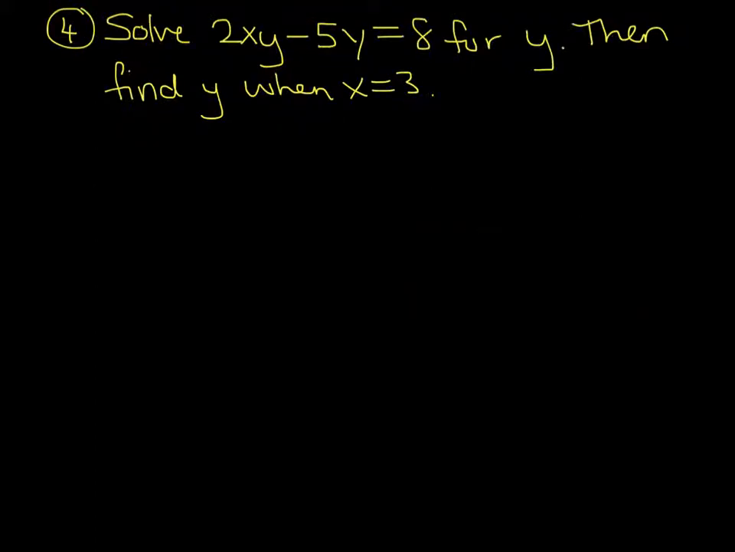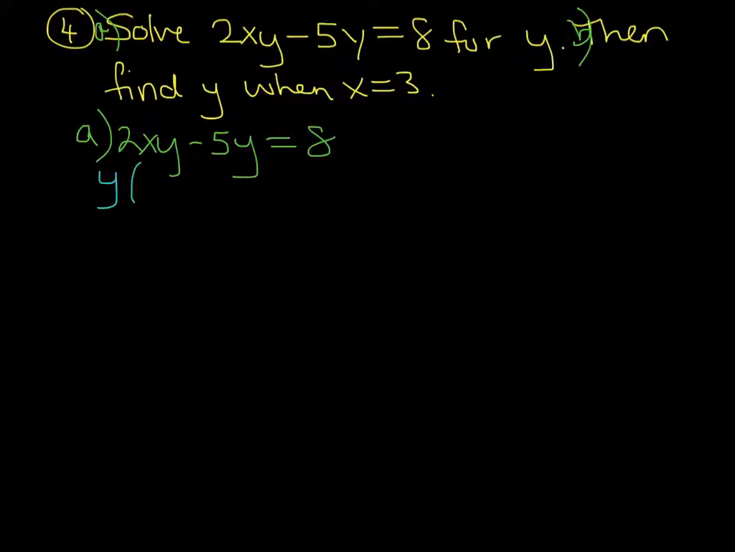Our last problem here is the most challenging out of all of them. We are going to solve this one for y. I'm going to call that part A. The second part, I am going to ask you to find y when x is 3. So let's start with A. The reason that this one is so challenging, you'll notice, is because we have 2 things in there for y. We have 2 y's. So the best way to do this is to pull the y out front. We say we factor out the y. You can think of it as the reverse of the distributive property. Then everything left over is going to go in these parentheses. So we're going to be left with 2x minus 5 and then equals 8.